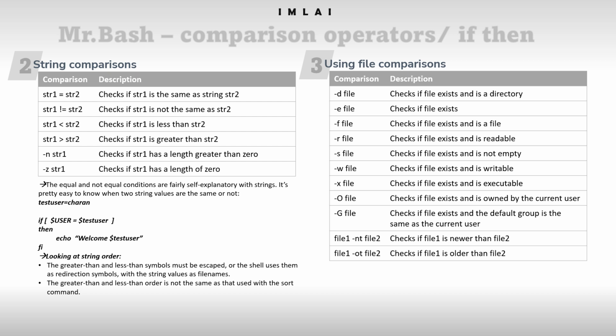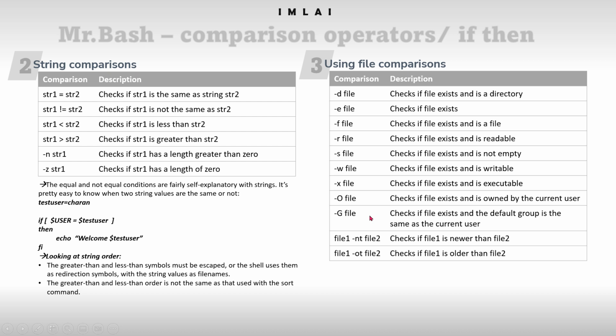In file comparisons, you can use -d to check if the file exists and is a directory. If it is -e, it will check if the file exists or not. And if it is -f, it will check if the file exists as well as whether it is a file, because everything in Linux is a file. If you just give the -d option, it checks whether a file exists based on that name, and also cross checks whether it is a directory or not.